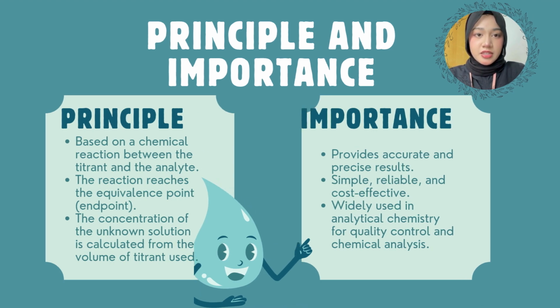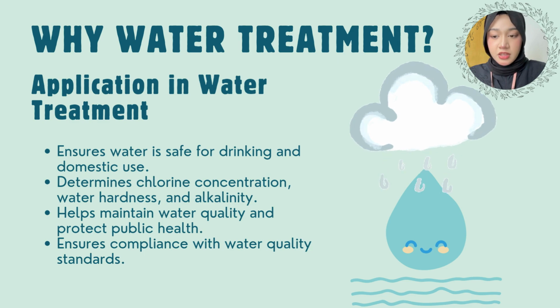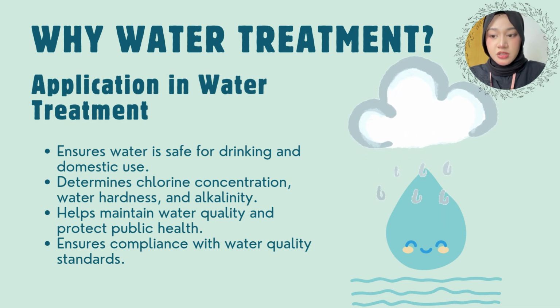control and chemical analysis. Volumetric analysis plays an important role in water treatment because it helps ensure that water is safe for drinking and domestic purposes. One of its applications is determining important water quality parameters such as chlorine concentration, water hardness, and alkalinity. These measurements help monitor the condition of water and ensure that it meets required safety standards. Furthermore, by accurately controlling these parameters, water treatment facilities can protect public health and provide clean water for communities. Therefore, volumetric analysis is an essential technique in maintaining water quality and ensuring safe water supply.